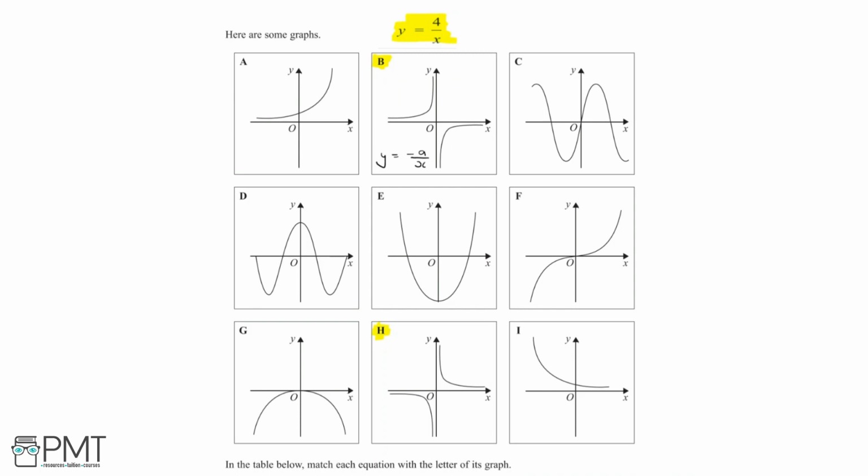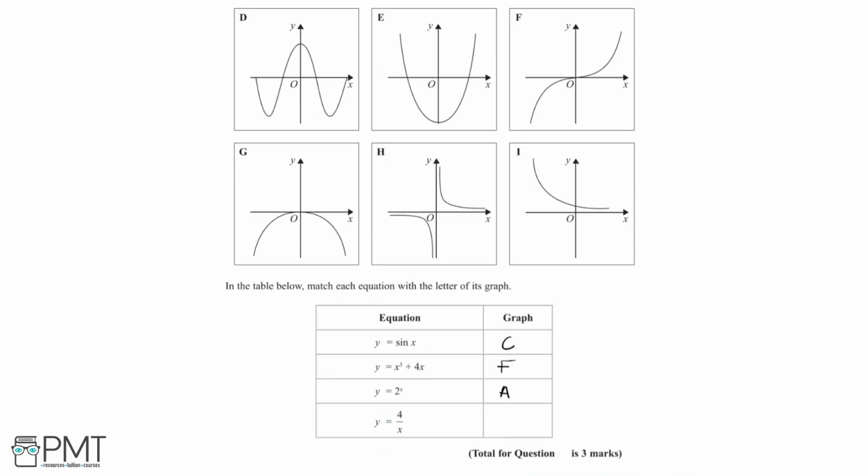But y equals 4 over x is a positive reciprocal graph, which means we're left with graph H, and we can see that graph H represents a positive reciprocal graph. And so we can now write down that the graph of y equals 4 over x is represented by the graph H, as shown above. And so getting these 4 correct answers will allow us to get the full 3 marks needed for this question.